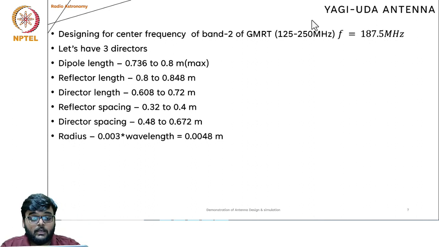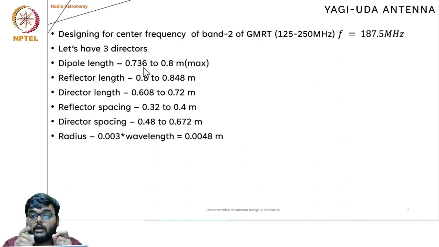Now here, we know the dipole length. Reflector we will take as 0.848, so 0.525 lambda, 0.848 we will take, and the director length we will take at the starting only, that is 0.608. Then we will try to change and see what will happen. Reflector spacing we will take as 0.4 first, and director spacing we will take 0.48 and change accordingly.